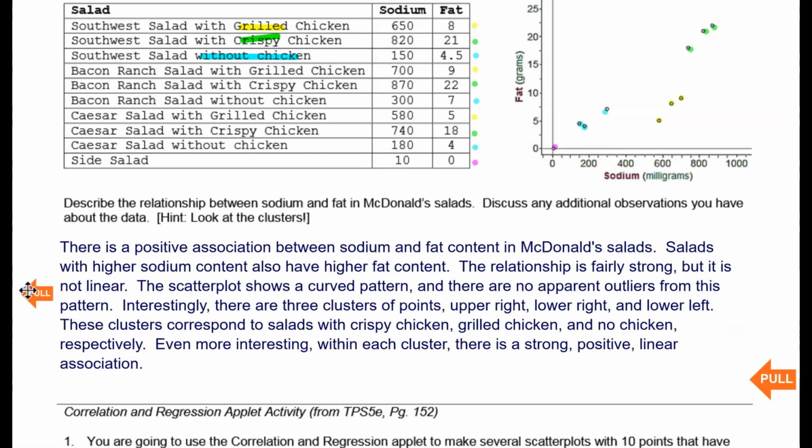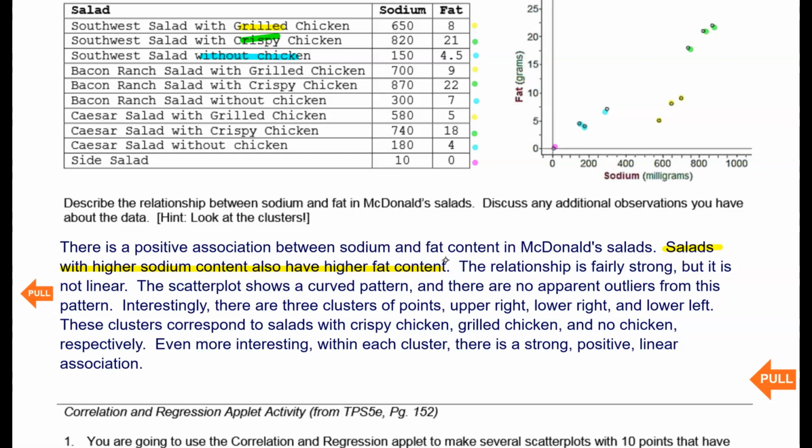Positive association between sodium and fat content in McDonald's salads. Clearly as sodium goes up, fat goes up as well. Salads with higher sodium content also have higher fat content. Let's take a second to talk about that sentence. That sentence is describing the association in context, and as I said previously, that's required any time you are discussing the association between two quantitative variables.